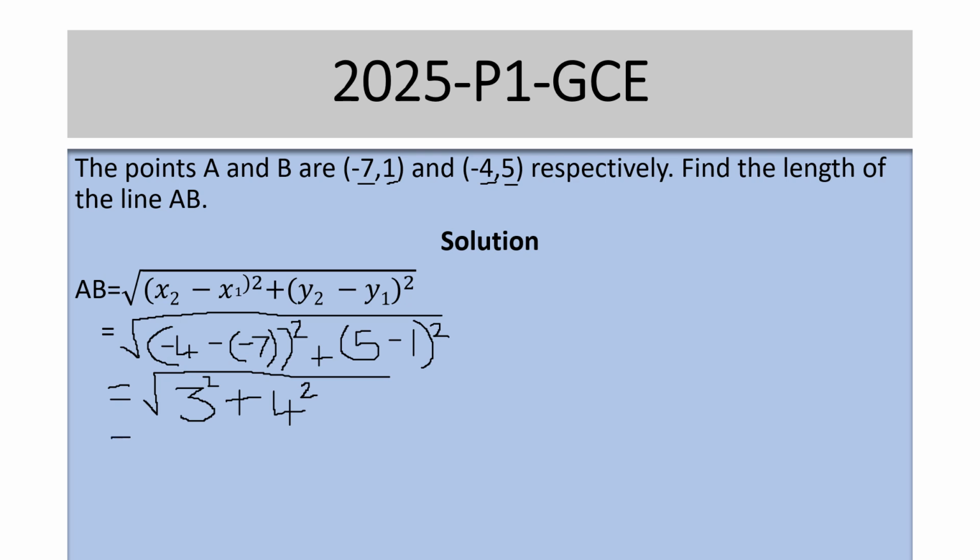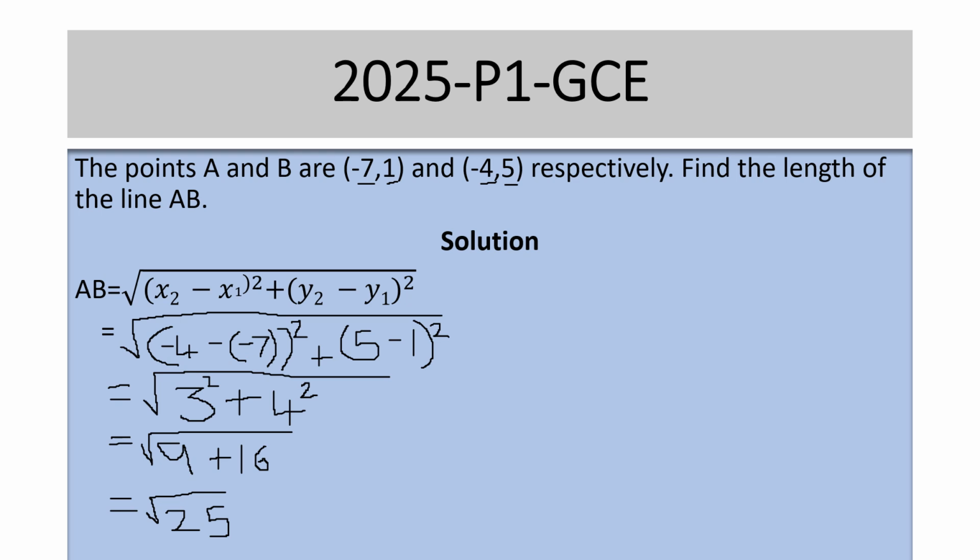Okay, we continue. So 3 squared, that is 9, plus 4 squared, that is 16, equals 9 plus 16, you get 25.